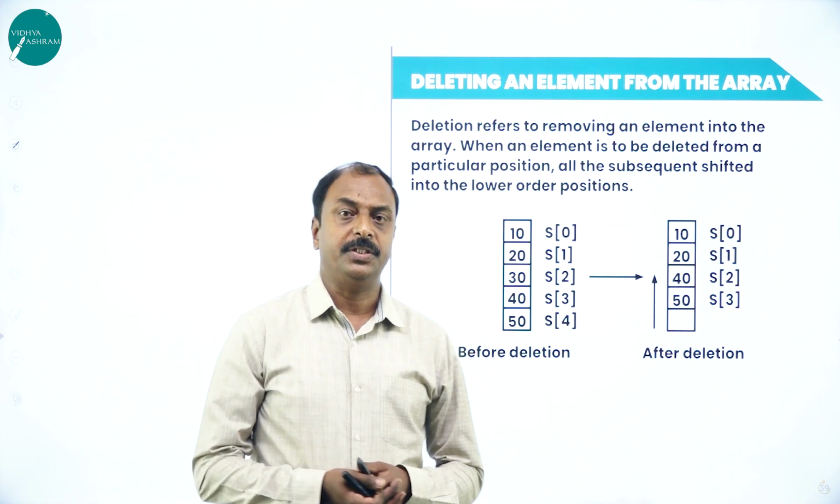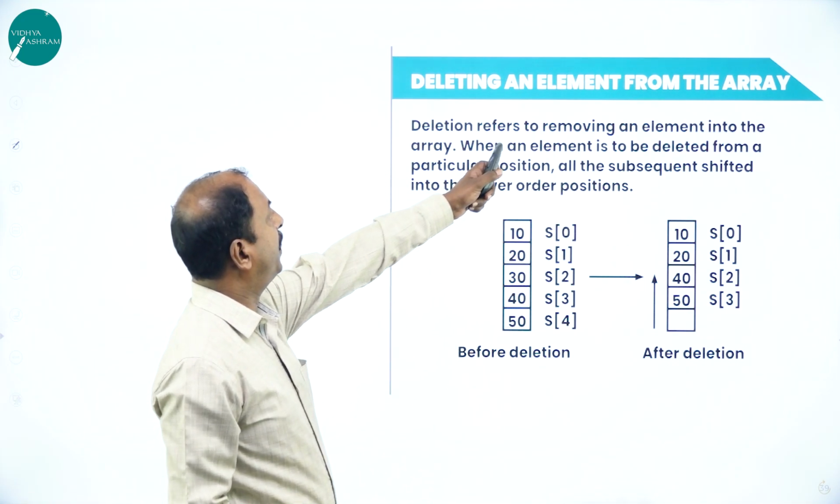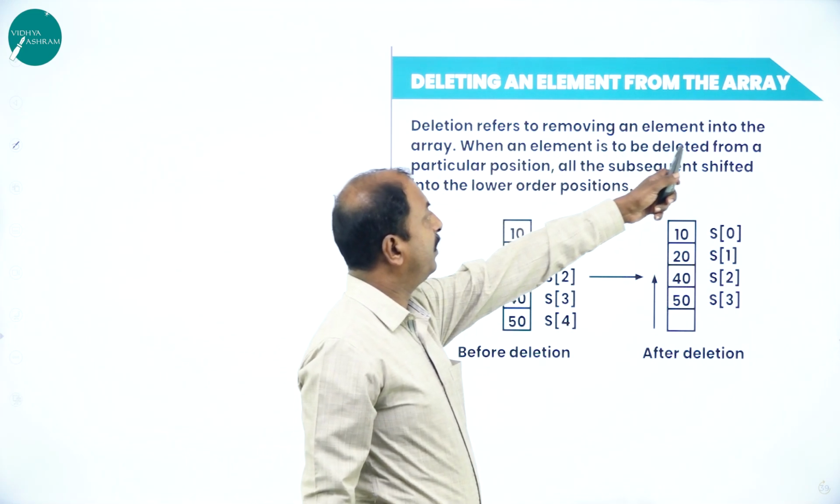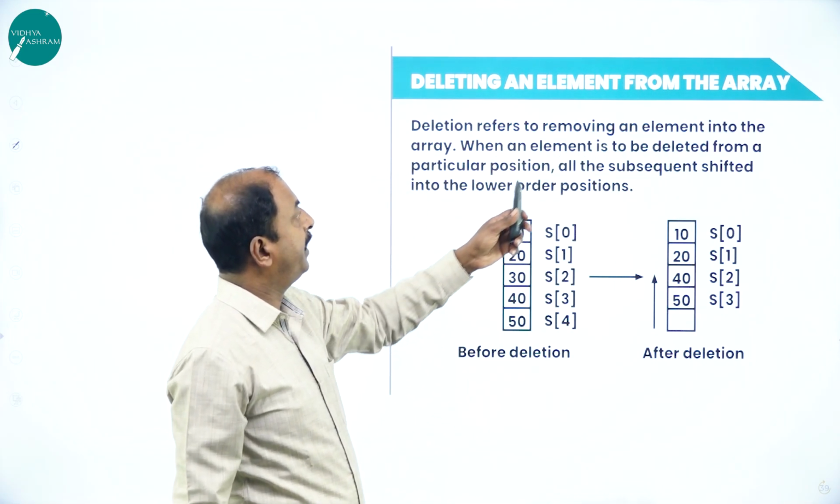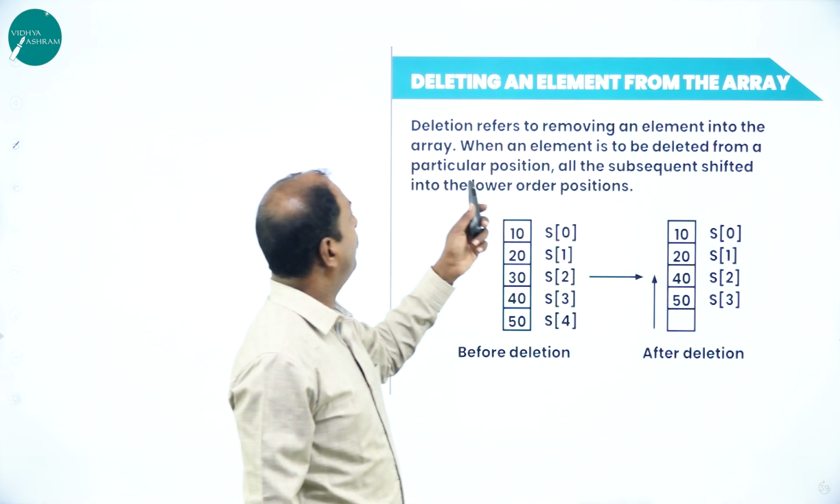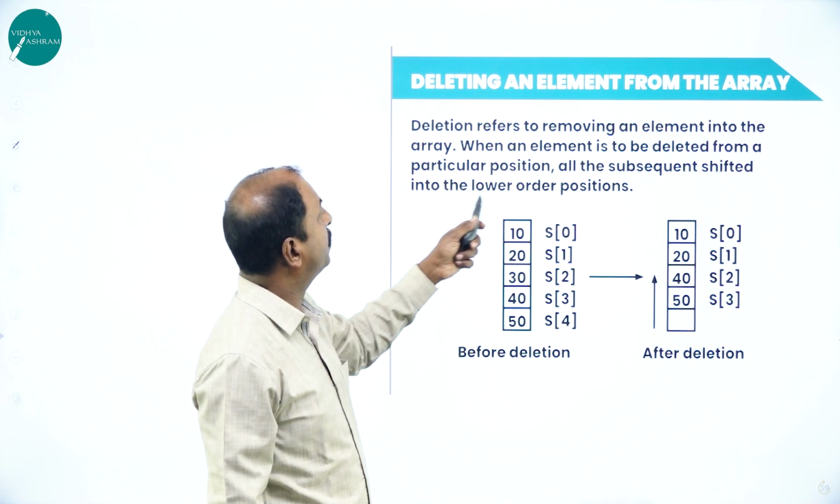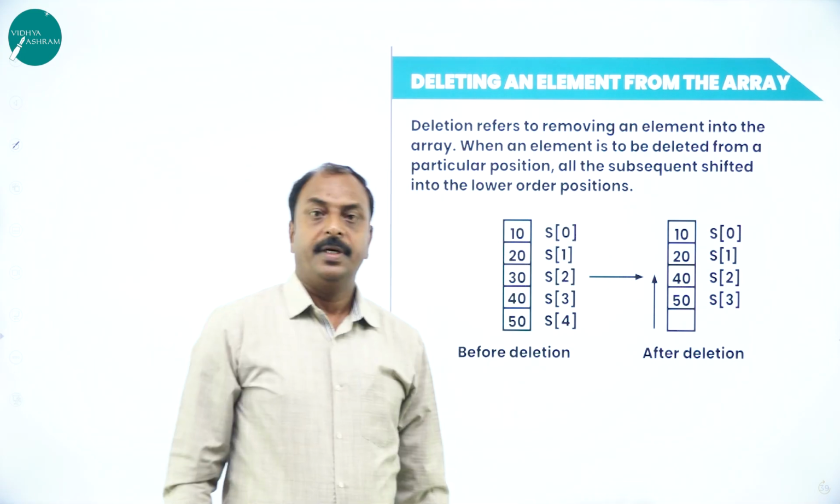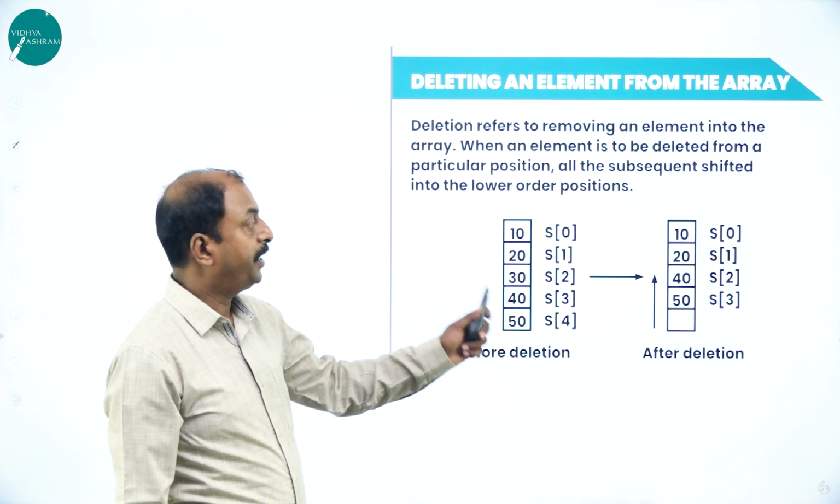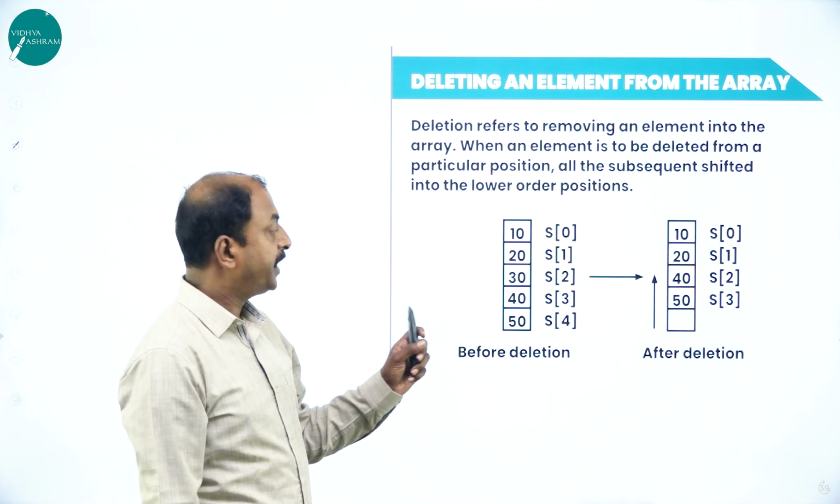The next operation is deletion. What is the definition? It refers to removing an element from an array. When an element is to be deleted from a particular position, all the subsequent elements should be shifted to the lower order position. It is the reverse of what we have done in our previous logic. Let us take an example now.